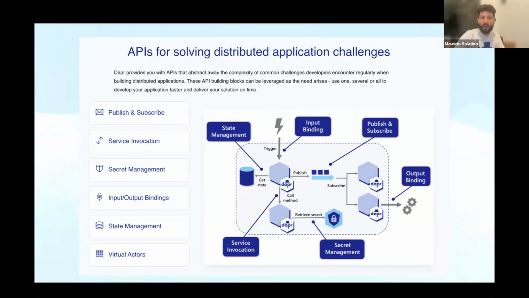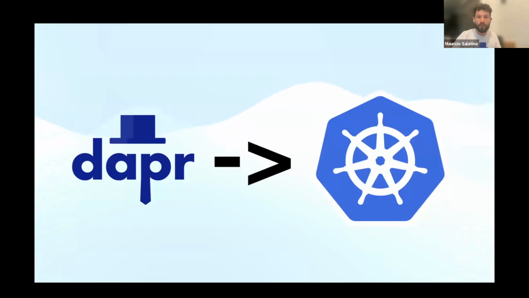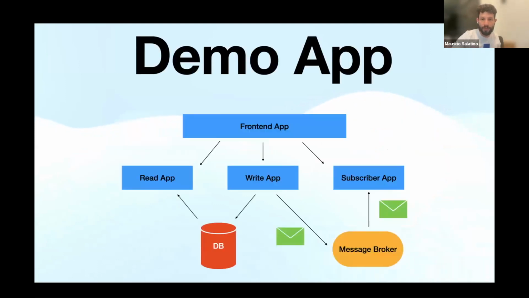Dapr works outside Kubernetes, but if you are in the world of Kubernetes, Dapr works like a Kubernetes extension. It's something that you install on your Kubernetes clusters, and it will give you access to these local APIs for your applications to use.